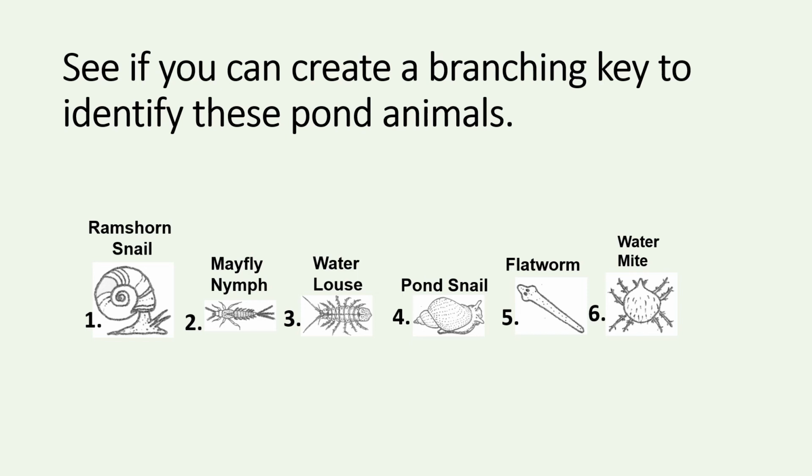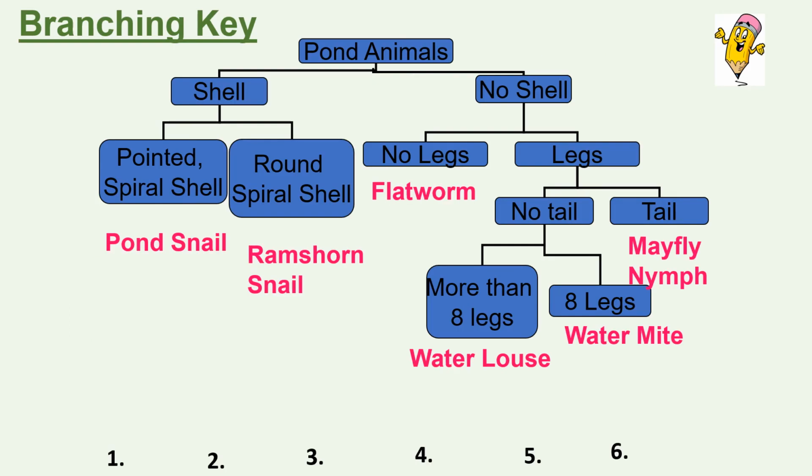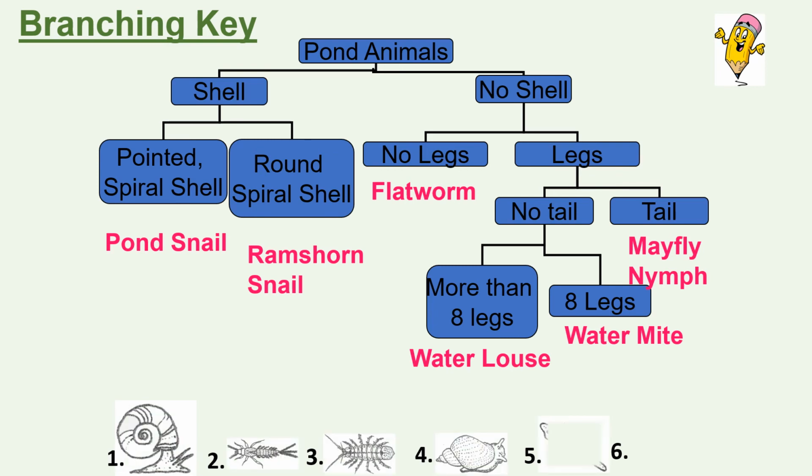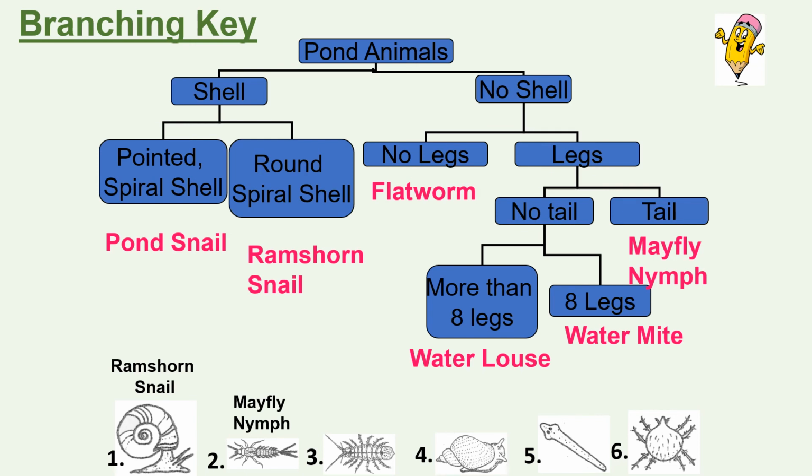So an example of one I have done is that you've got your pond animal and then you've got shell, no shell, pointed spiral shell, round spiral shell, no legs, legs, no tail, tail, 8 legs or more than 8 legs. And then that should separate all of your different organisms. So number 1 would be your ramshorn snail. Number 2, your mayfly nymph. Number 3, your water louse. Number 4, your pond snail. 5, your flatworm. And 6, your water mite.